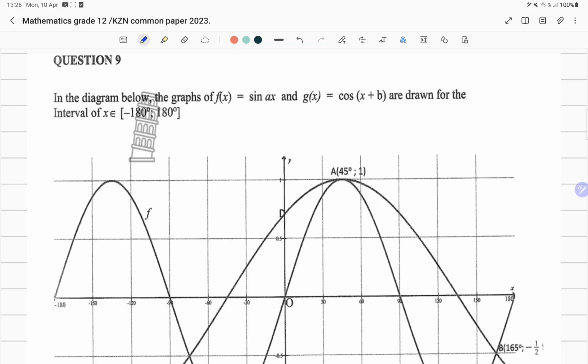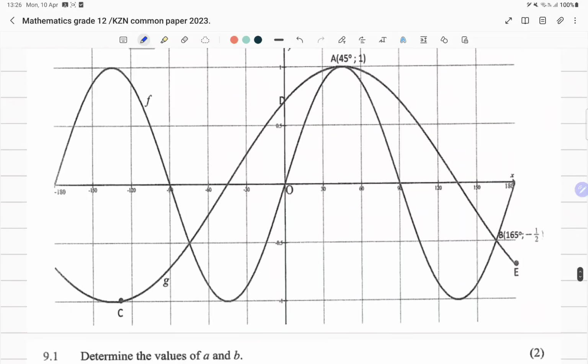Question 9 says, in the diagram below, the graphs of f of x equals sine ax. So if you're looking at the coefficient of that ratio, it is basically 1. And this tells us that the maximum and minimum for this function should be 1 and minus 1. Now let's look at the sine graph. You can see this one is the sine graph. So we can see the maximum is at 1 and the minimum is at minus 1.